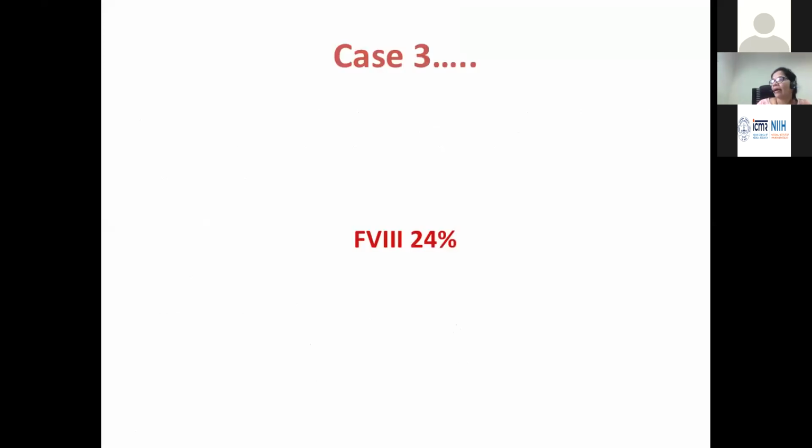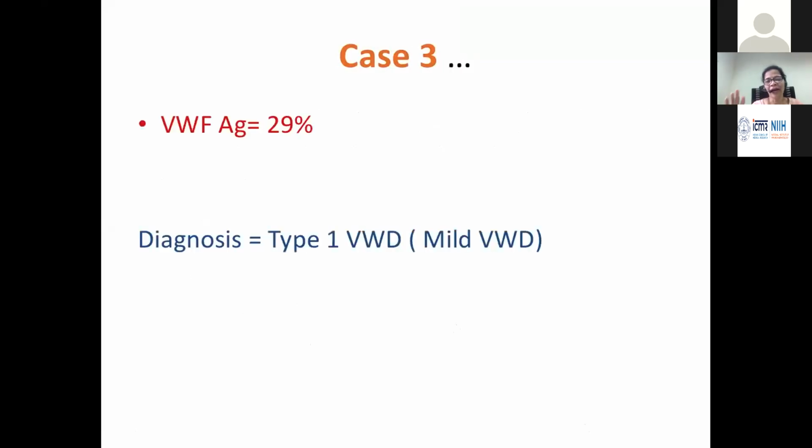We went ahead and we did the commonest factor, factor 8, 24%. Are you going to stop here? So whenever you get a factor 8 deficient, go ahead and do the VWF antigen as well. So you have a diagnosis of type 1 VWD, that is mild von Willebrand disease.